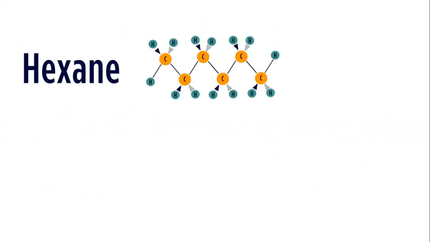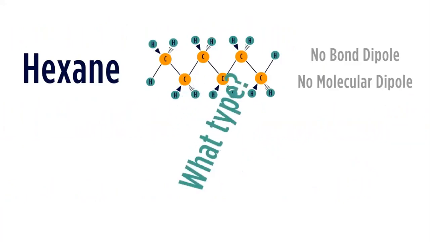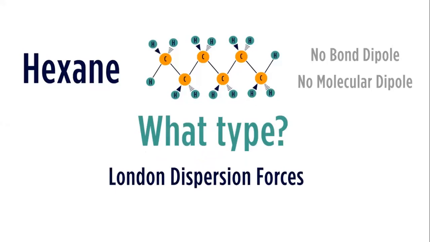If we look at hexane, here we just have carbon and hydrogen covalent bonds. We know that because of the electronegativity difference between carbon and hydrogen, these bonds are not polar. So this molecule does not have any bond dipoles, and therefore the molecule does not have a molecular dipole. What type of intermolecular forces would hexane have? Well, without ions, hydrogen bonding, or dipoles, what is left is London dispersion forces.